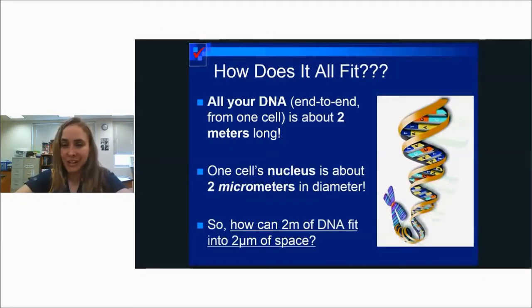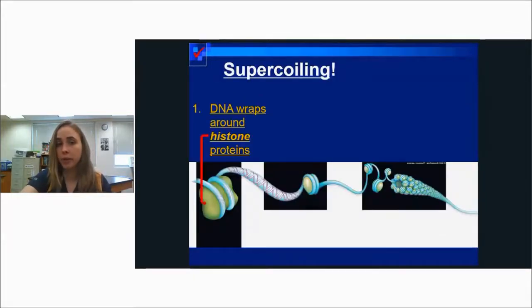All of the DNA in your cell is 2 meters long, every single one of your cells. And the nucleus of your cell is only 2 micrometers in diameter. So that is a lot of DNA in a very, very, very small space. And so how does it all fit? Well, the answer to that is supercoiling.